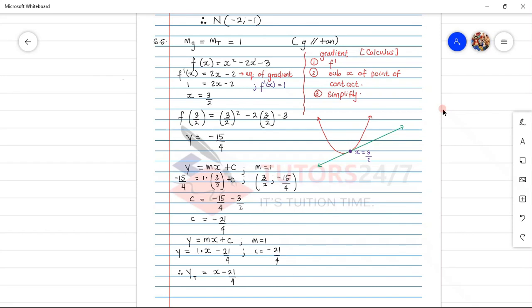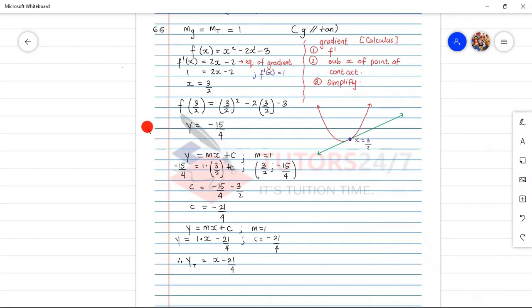Once we found x, we substituted x into our original function in order to get y. So we then had our gradient and our x and y value, our coordinate. Once we had that, we just substituted those three values into our equation of a line, which allowed us to find our c value. Once we found c, we were then able to substitute our gradient and our c value into our equation of a line in order to get the equation of our tangent, which is y of our tangent equals x minus 21 over 4. Now that was our question 6.5.